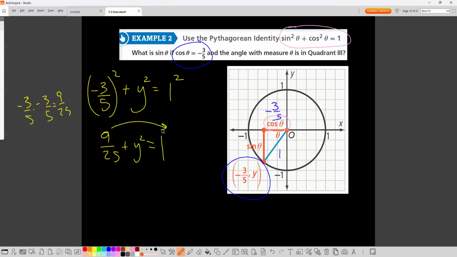Subtract that to the other side. And this 1 is, remember, that's like 25/25 minus the 9/25 I'm subtracting over there. That means y squared is going to be 25 minus 9.